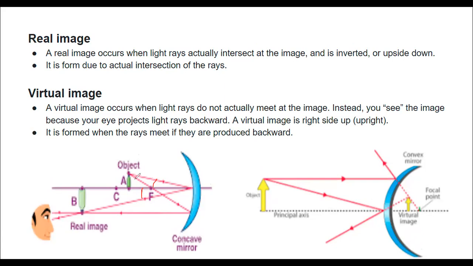For the next ray, the ray is emerging again from the top of the object, but it is striking the surface of the mirror by passing through the focal point. If an incident ray is passing through the focal point and is reflecting at the mirror, it will go parallel to the principal axis. The reflected light ray will go parallel to the principal axis after reflection, right?